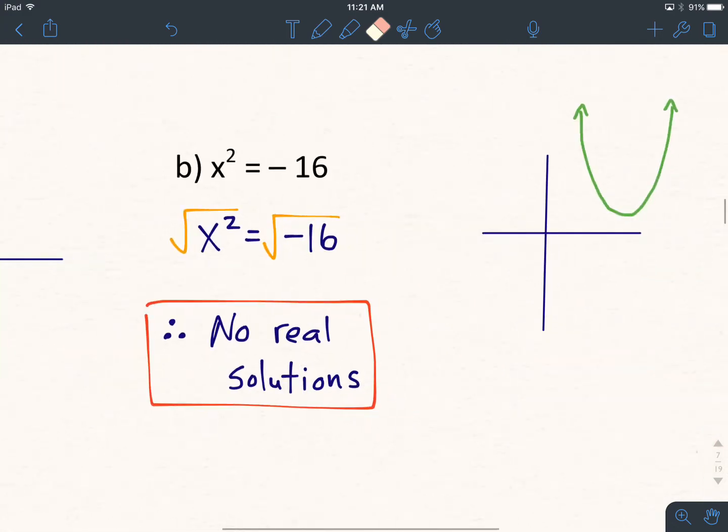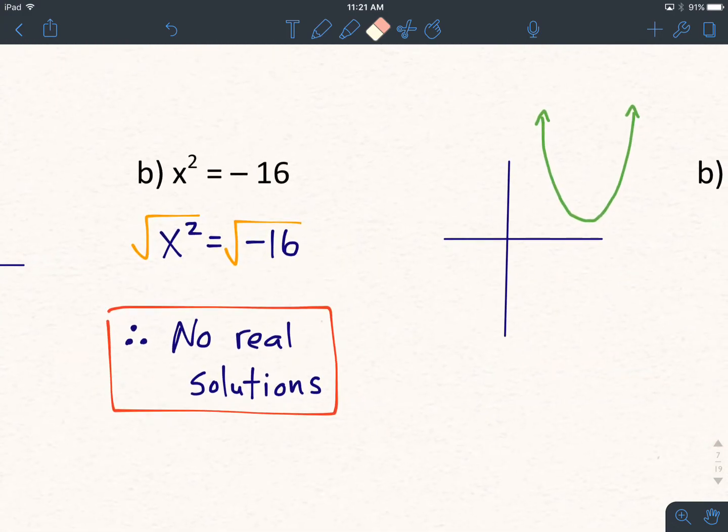And our second example, we have x squared equals minus 16. We take the square root of each side, but we can't, at least in our course, find a real solution for the square root of a negative number. If we were in the 11U course, we would be looking at complex and imaginary numbers. We're not going to be doing that, so we have no solutions here.